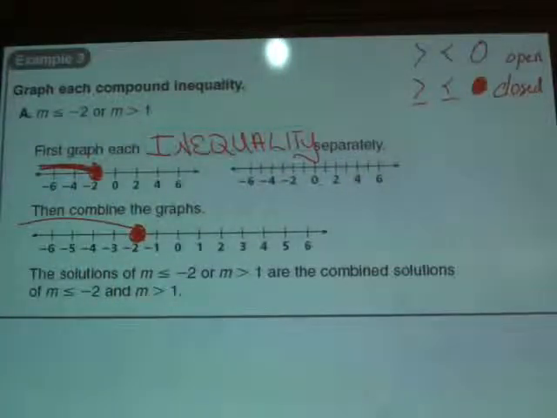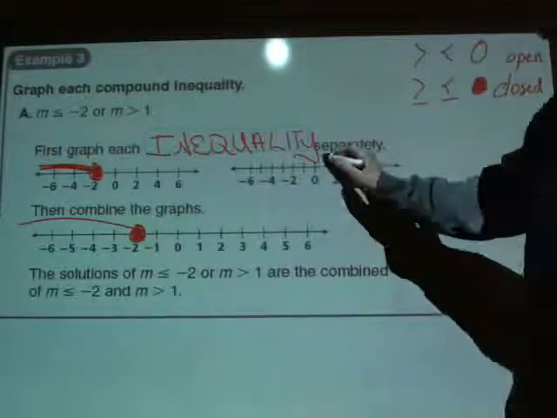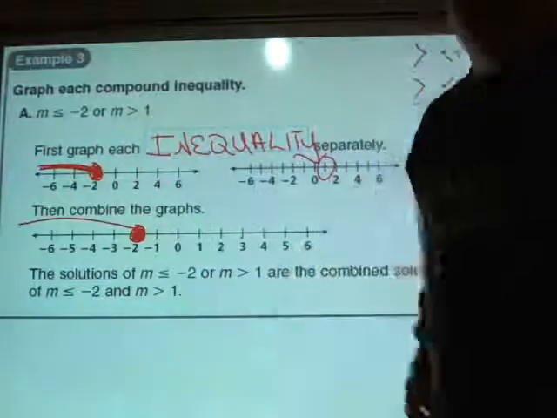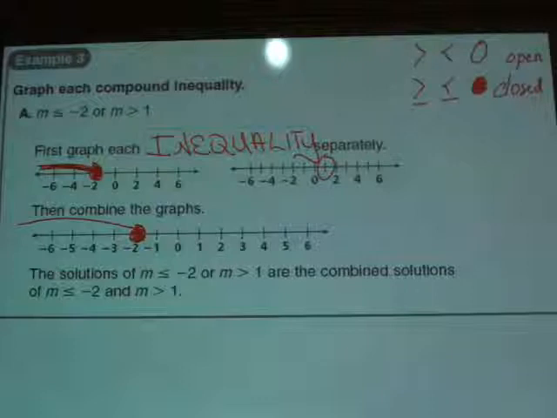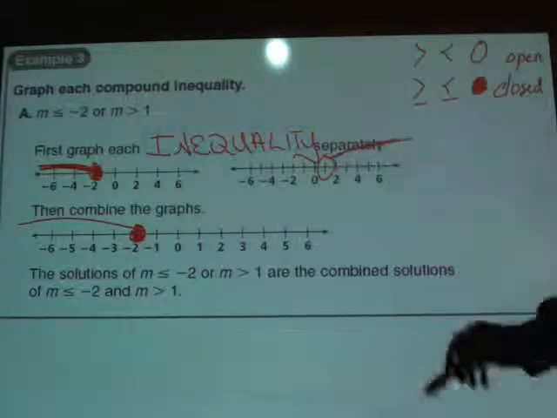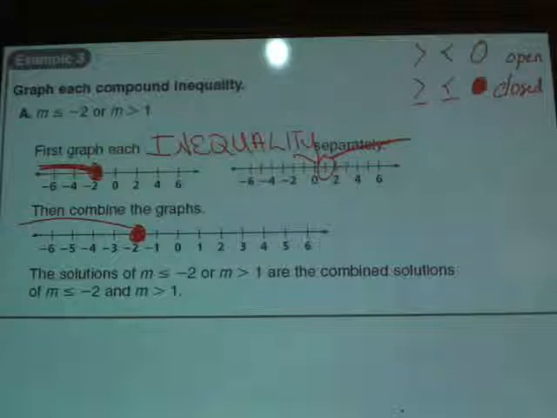Then we've got m is greater than 1. So I'm going to go over to my number line and find 1, and I'm going to put an open dot on 1, because this is one of the ones that does not have the line underneath it. And then I've got to show you where all the numbers that are bigger than 1 are. So that's our 2 and our 3 and our 4 and our 5, and on the list we go. Well, those are off to the right on the number line. So I'm going to shade to the right. And that's going to be that graph of m is greater than 1.